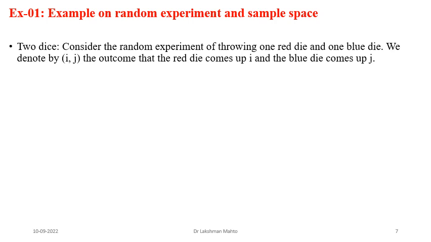What is the outcome if you are throwing two dice, one red and another blue? How do we denote the outcome here? It is an ordered pair, (i, j). I is for the red dice, j is for the blue dice. So the outcome here is an ordered pair (i, j). See the form of the outcome, then you will be able to note down the sample space.